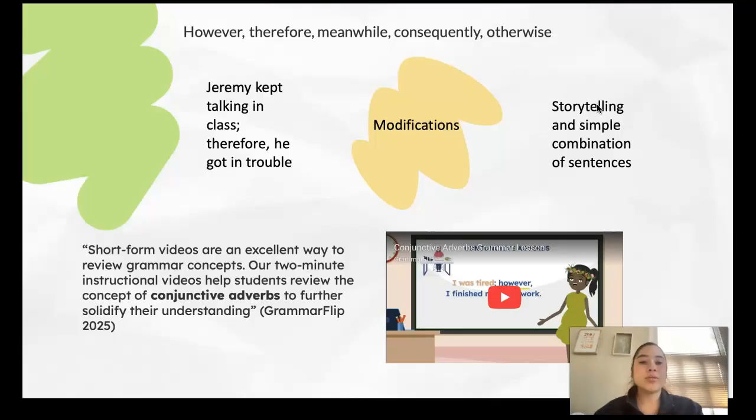Some modifications you can use would be storytelling and simple combinations of sentences without a lot of hard words that some of the students might not understand. A way that we can explain this is in a short-form video. According to Grammarflip, it is a great way to review grammar concepts, and it's a short video that explains what a conjunctive adverb is. Here's the video.